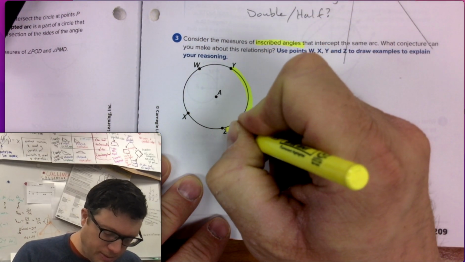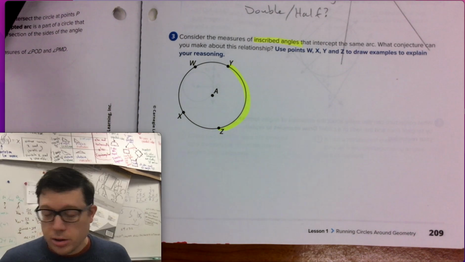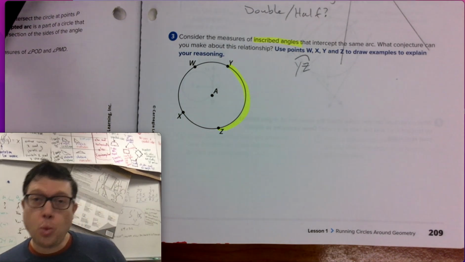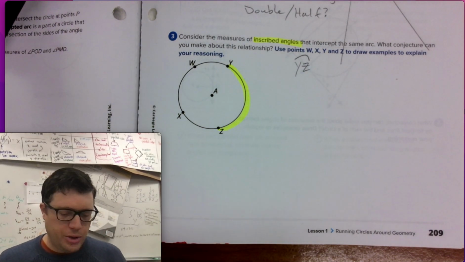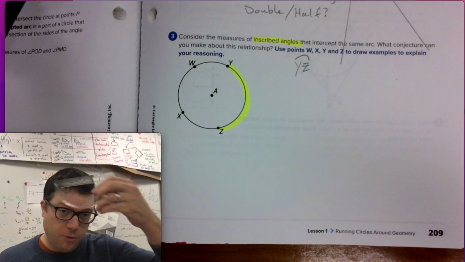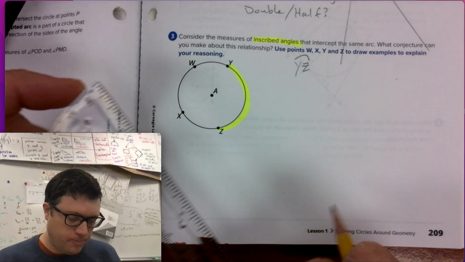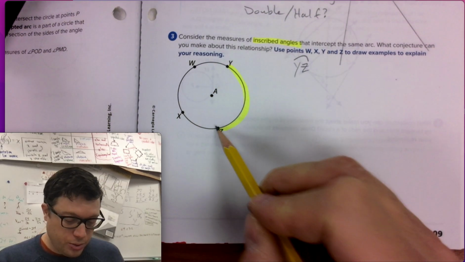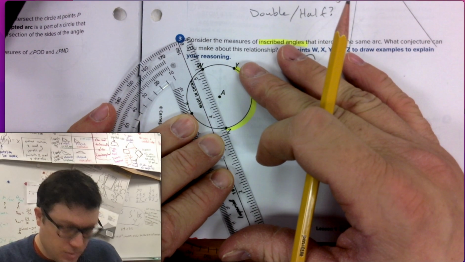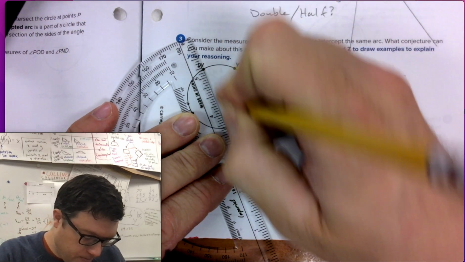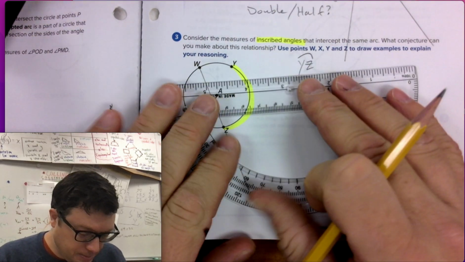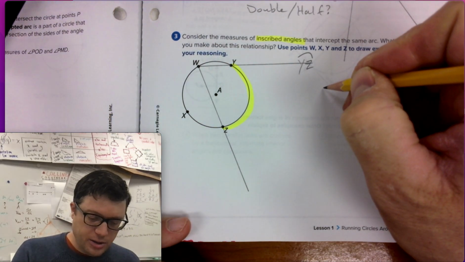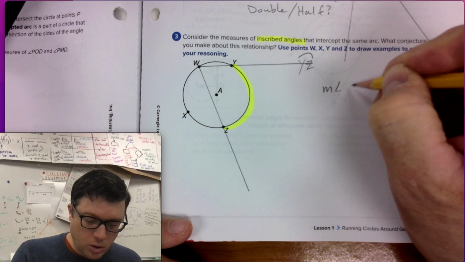YZ. No, I'm just picking that arc, the YZ arc. I'm picking the YZ arc because I think it's going to be open enough for our giant protractors to actually work. But to create an inscribed angle, I'm going to go from W through Z. So please draw that as well. And then W through Y. There you have it. This is the measure of angle ZWY.